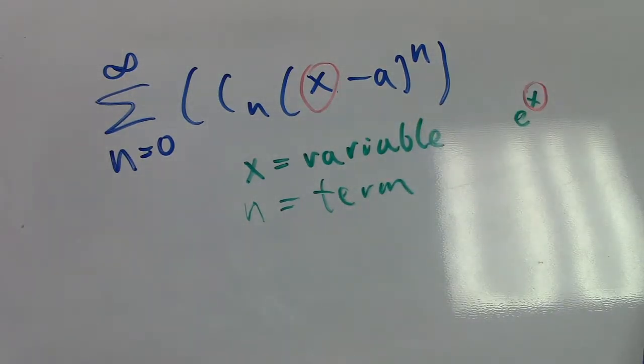Next, we have n, which is the term number in the series. So a series is the sum of a sequence of terms, and n indicates what number in the sequence the term is. So, i.e., it could be the 0th term, or the 1st term, or the 2nd term, all the way up to the infinitieth term. Now, because of this, n has to be an integer. You can't have the 1.7th term. That doesn't make any sense.